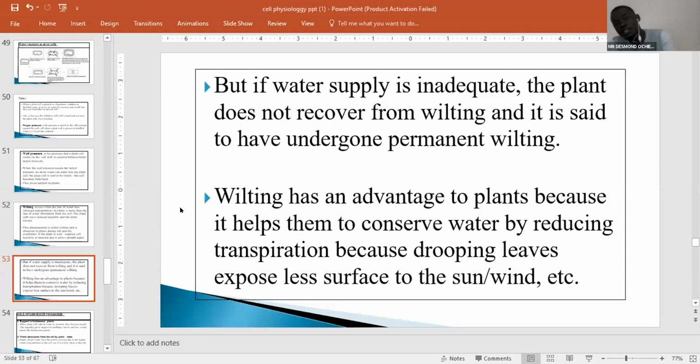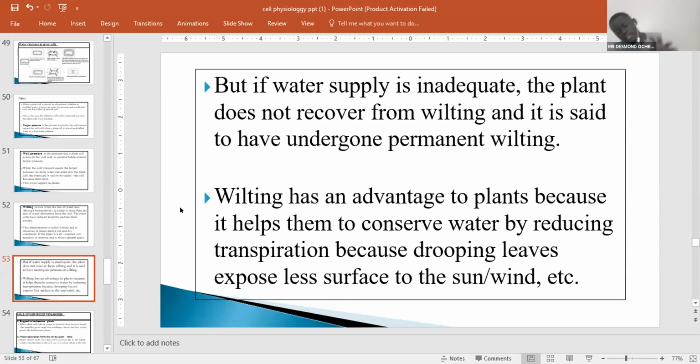Now, if there is inadequate water supply, the plant does not recover from wilting, and it is said to have undergone what we call permanent wilting. Remember, transpiration will always take place. It never stops. It will only stop when the plant has completely lost all its water, and there are no more leaves to help the process of transpiration.